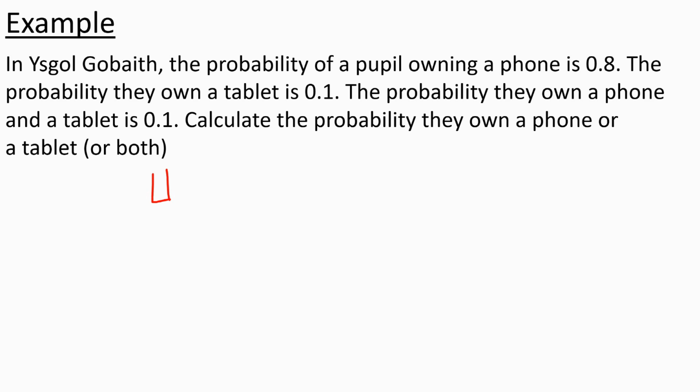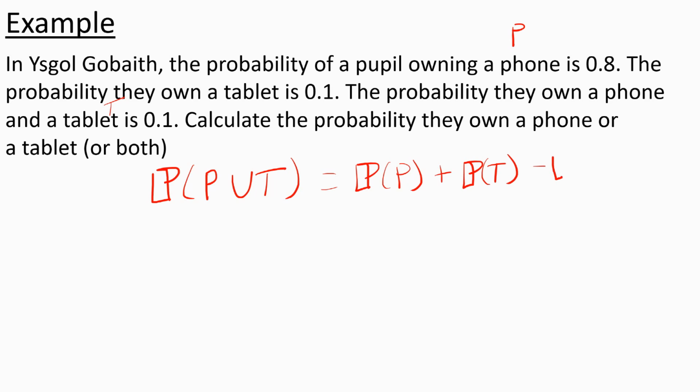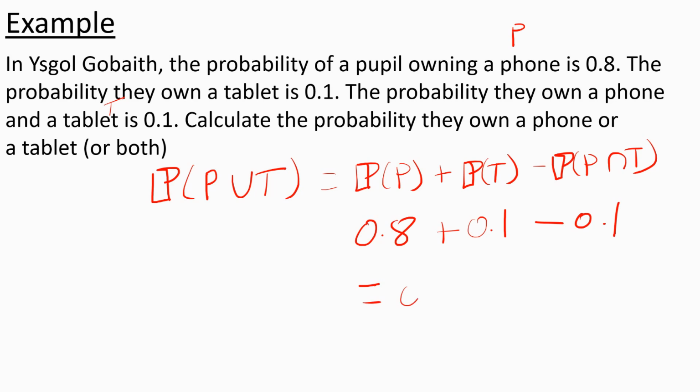So to do this, we could say that P is the event that they own a phone, T is the event that they own a tablet. So I need to work out probability of P union T. So that's going to be the probability of P plus the probability of T, take away the probability of P and T. So probability of P is 0.8, probability of T is 0.1, and the probability of P and T is 0.1, so we take away 0.1. This gives us an answer of 0.8.